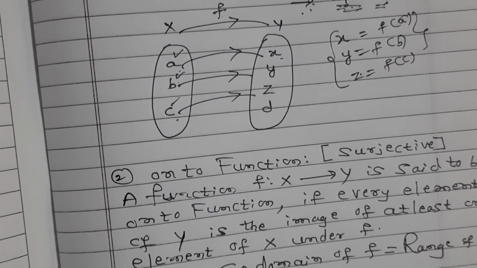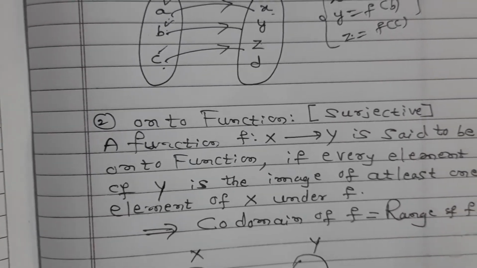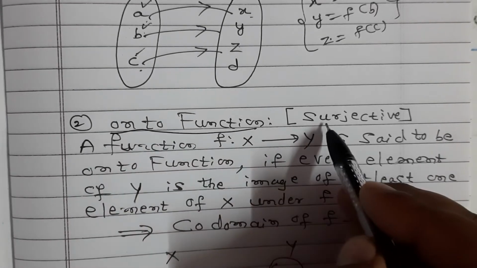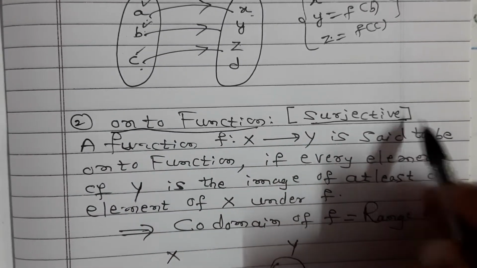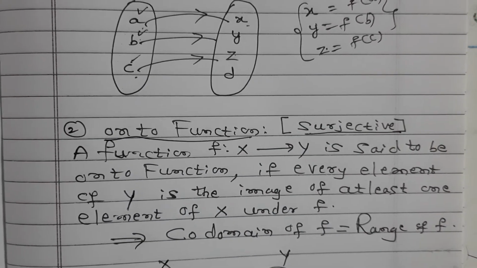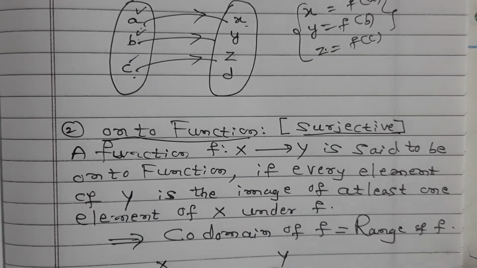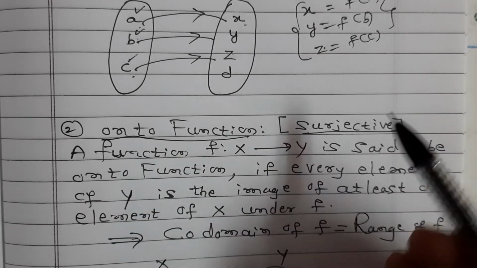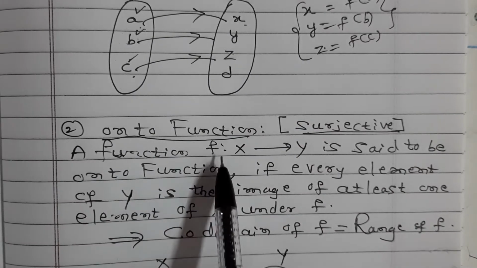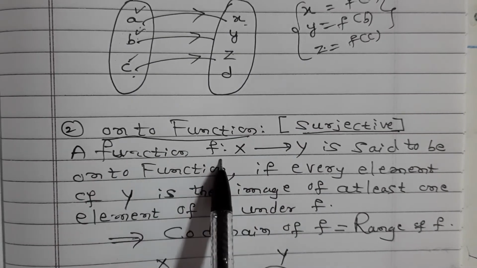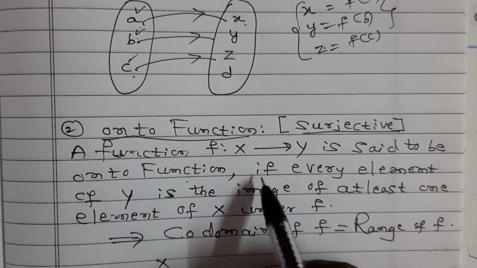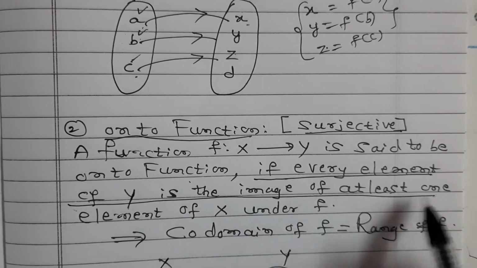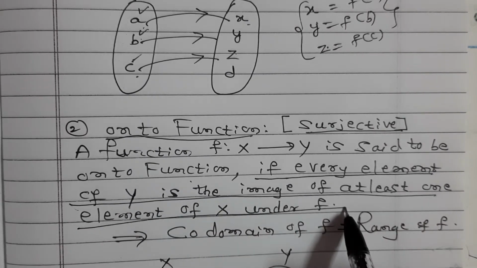Then let us go for the second one here. See, onto function, or we say surjective function. So what is the meaning of surjective function? Observe carefully. I am repeating once again. Onto or surjective. Let us take the same sets here, X and Y. A function defined from X to Y is said to be onto if every element of Y is the image of at least one element of X under f.